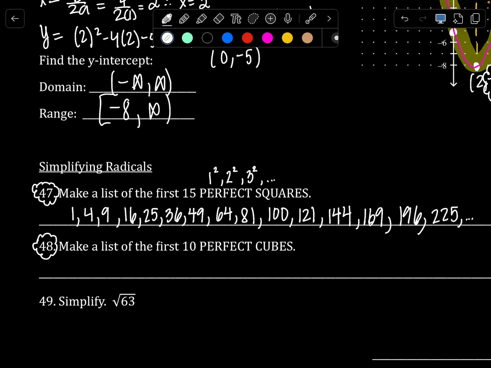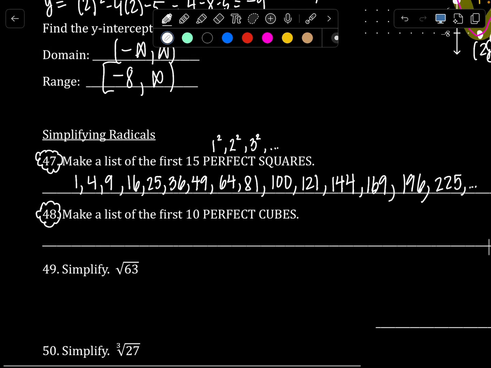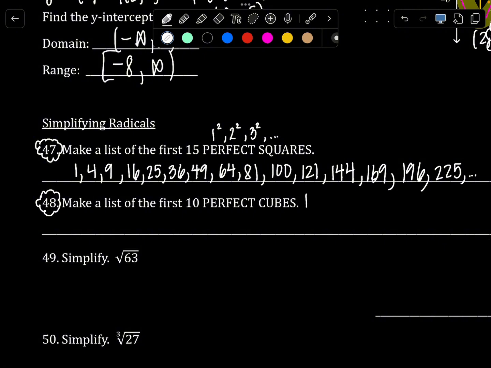Because there's more. The perfect cubes one is you take that number, like the number line, number 1, and cube it. 1 times 1 times 1. 2 times 2 times 2. 3 times 3 times 3, etc. First perfect cube is 1, 8. Does anybody know what 3 cubed is? 27. 3 to the power of 3. 4 to the power of 3 is 64.